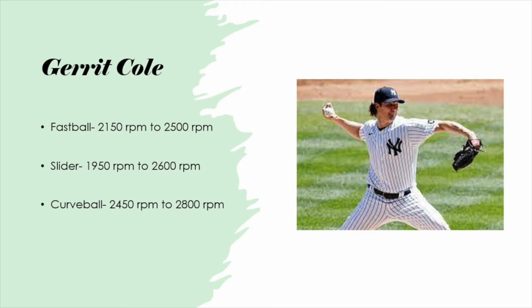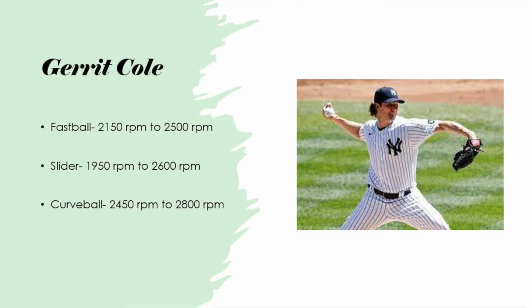And the same thing happened with the slider. He jumped about 650 RPM in the slider, and as he increased the spin rate, his slider was also more effective in getting hitters out and producing weaker contact. And what I saw with the curveball is he did increase his spin rate on his curveball a lot through the foreign substances, but his performance didn't go proportionally with that increase in spin rate.